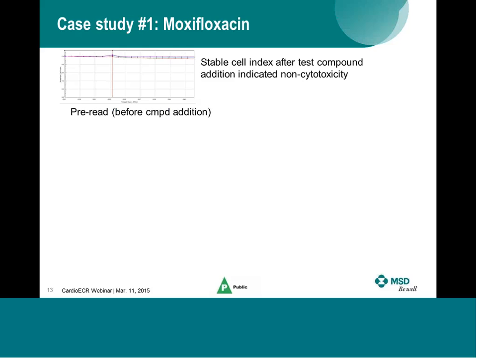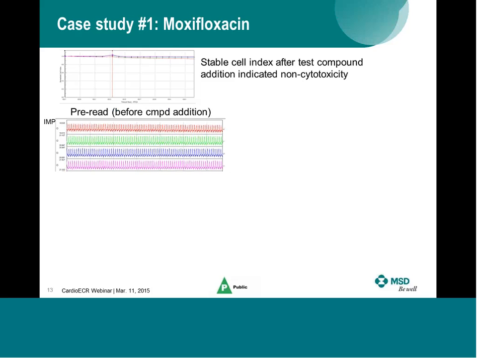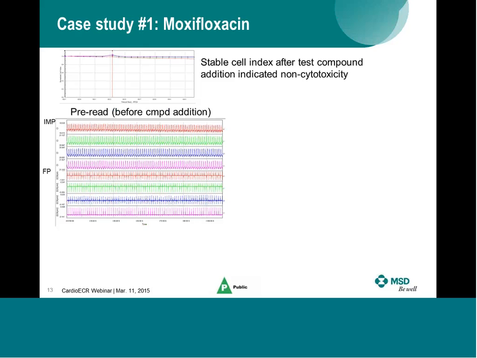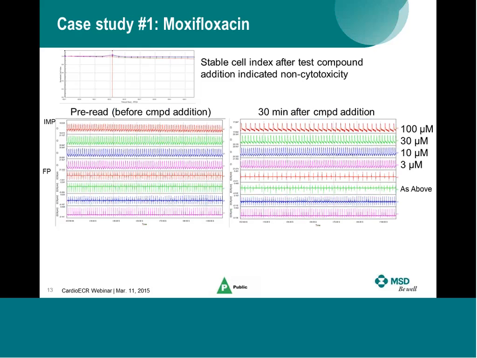And this is the spectrum before the read, or it's like the control spectrum. This part is the impedance signal. That's how it looks like. It's a whole 1 minute spectrum. This is the field potential signal, how it looks like. So 30 minutes after the addition of mechanistic fluxing at different concentrations from 3, 10, 30 to 100 micromole. This is the result.